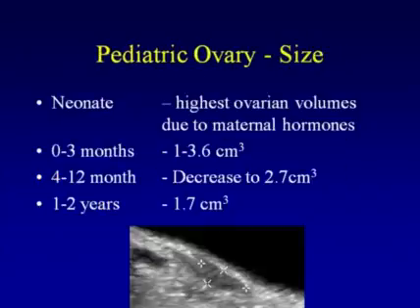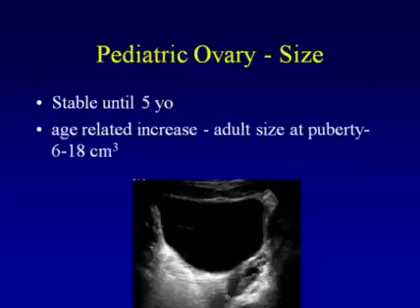Size changes again early on. It's fairly large due to maternal hormones. It'll decrease in size and then start increasing when puberty develops. As it increases at puberty, it can become as large as 18 centimeters cubed.